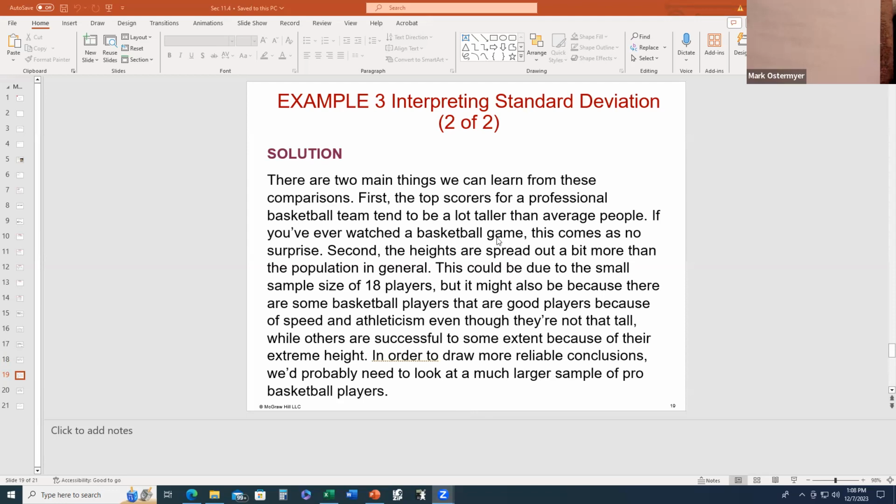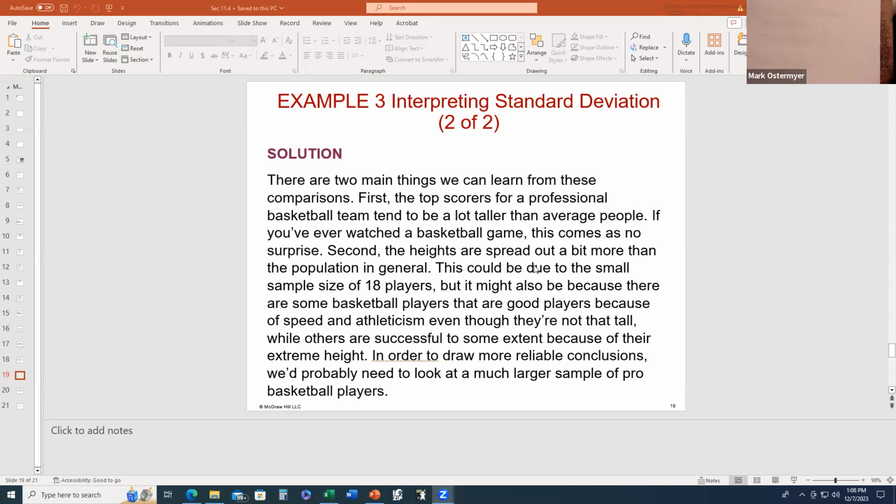Here's a couple of things that the author gathers from the statistics on the previous slide. The top scorers for the basketball team tend to be a lot taller than the average people. And in general, that's usually the case in the NBA. Most of the players are taller than the normal person. Not all of them, but most of them are. If you've ever watched a basketball game, this comes as no surprise.